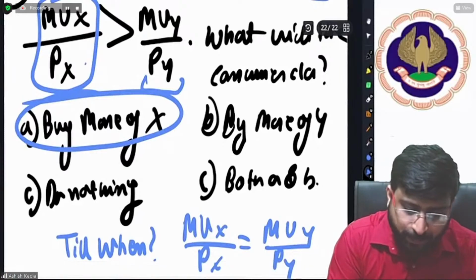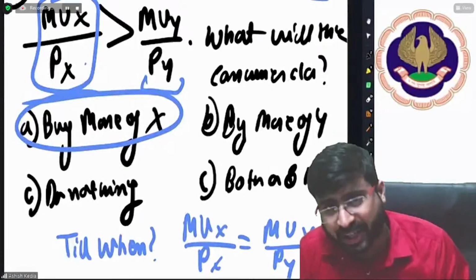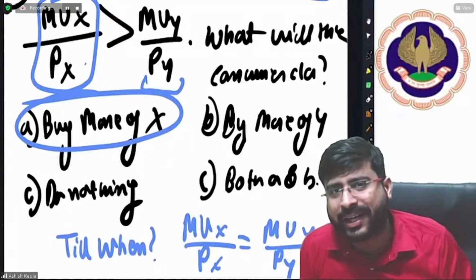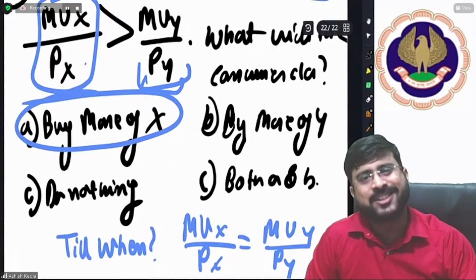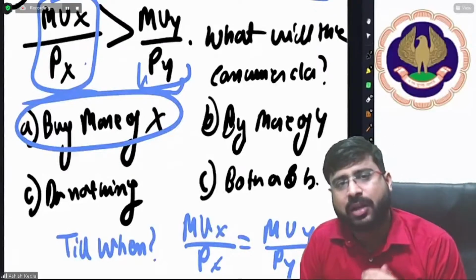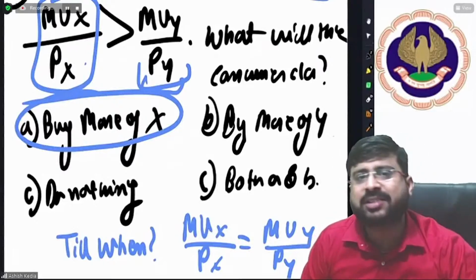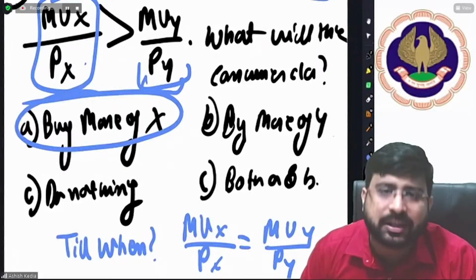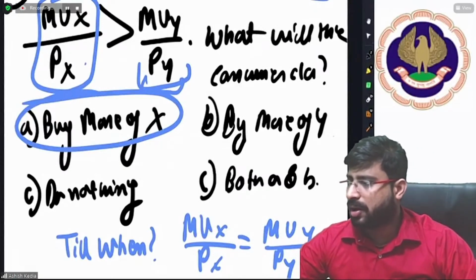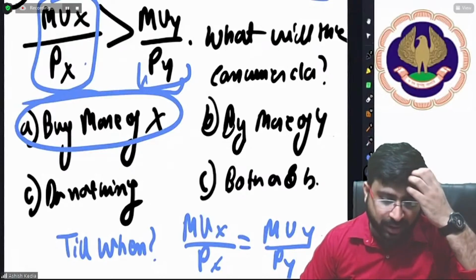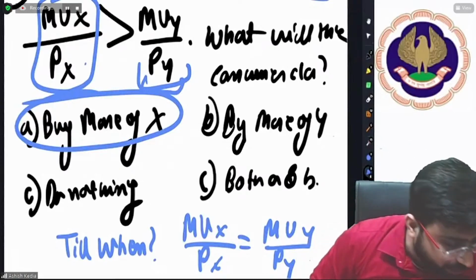Here MUX by PX being greater implies that per rupee spent on X is giving more satisfaction than per rupee spent on Y. Since per rupee spent on X is giving more satisfaction than per rupee spent on Y, the answer would be to buy more of X and less of Y. I mean, shift to X. Got it, sir. Is it crystal clear, everybody? Yes or no, friends?